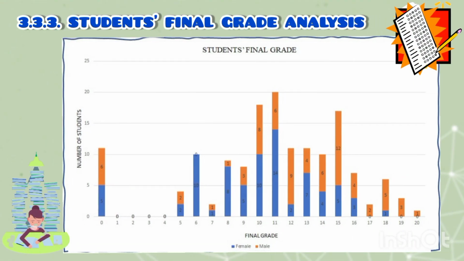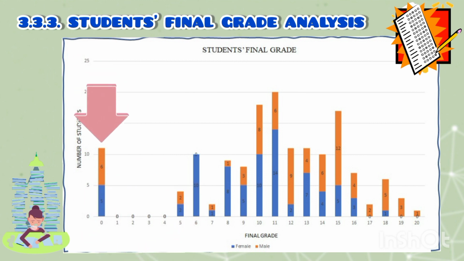Based on this component bar chart, students that get a final grade of 11 have the most frequency, which is 20 students, with 14 female students and 6 male students. For final grades of 1, 2, 3, and 4, the frequency is 0, which means there are no students that scored those grades in their final examination.